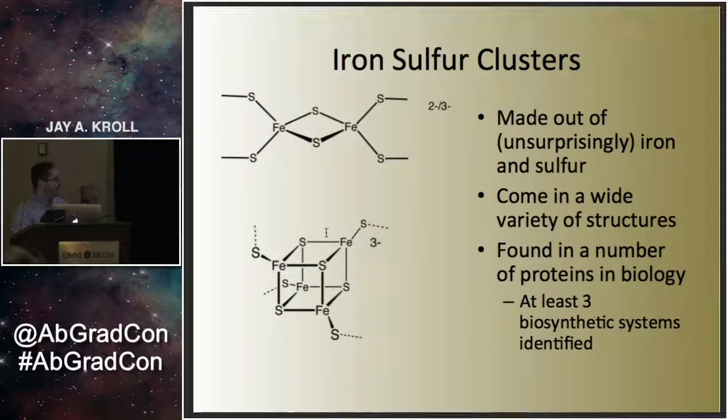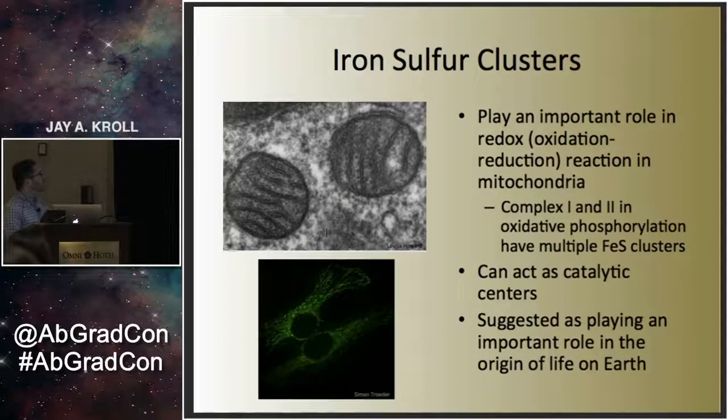And then the last rock, we'll call it a rock, iron-sulfur clusters. Think of them as very tiny rocks that are important in biology. But they're made out of, unsurprisingly, iron and sulfur. And they come in a really wide variety of different structures depending on how much iron and sulfur you have in them. Anywhere from very simple one and two atoms of iron and sulfur up to much larger structures. But interestingly, they're found in a number of proteins in biology, and there's at least three biosynthetic systems that have been identified for making these things in our biological systems.